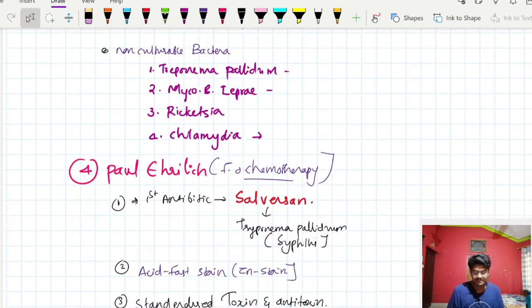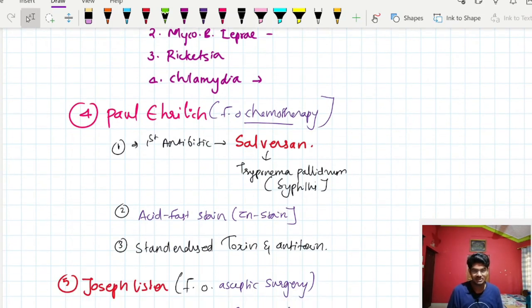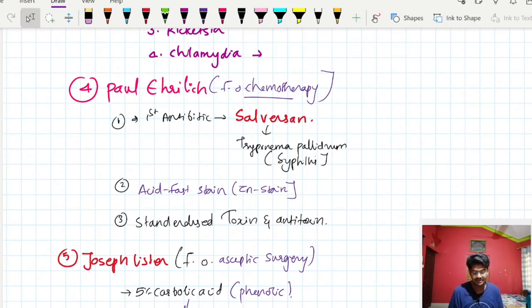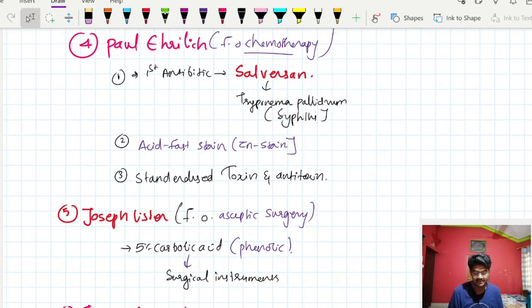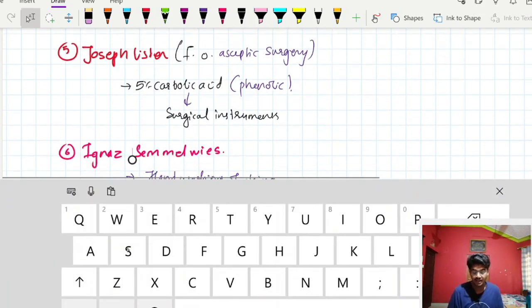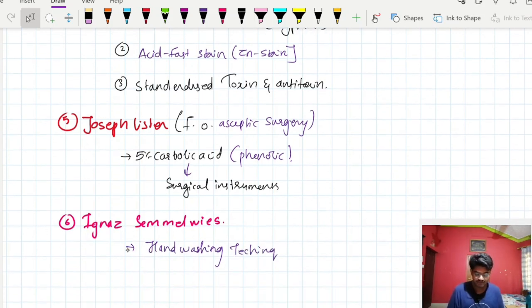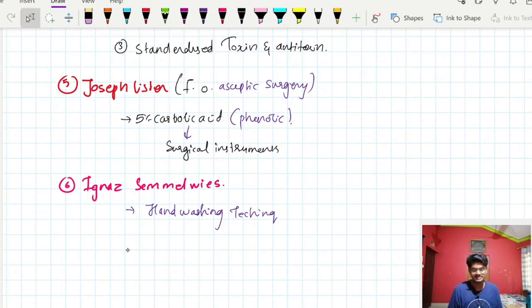And the fourth scientist is Paul Ehrlich. Paul Ehrlich is the first one to introduce an antibiotic, known as Salvarsan, against syphilis. Then acid-fast staining was introduced by Paul Ehrlich, along with the standardization of toxin and antitoxin. Then Joseph Lister is known as the father of antiseptic surgery, because he used 5% carbolic acid on surgical instruments in order to prevent post-surgery infections. Then the sixth one is Ignaz Semmelweis, who introduced the famous surgical hand wash technique. So that's all.